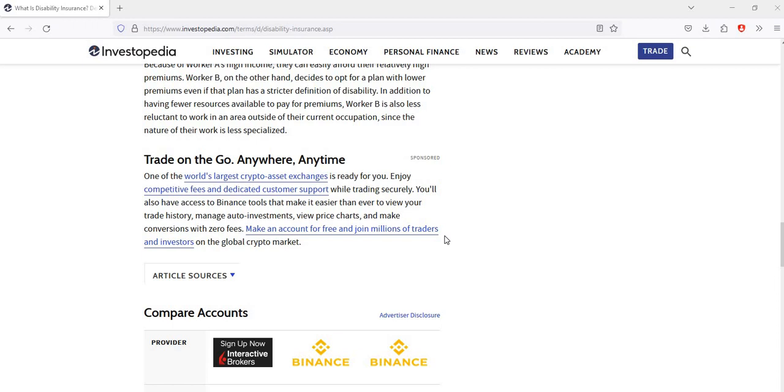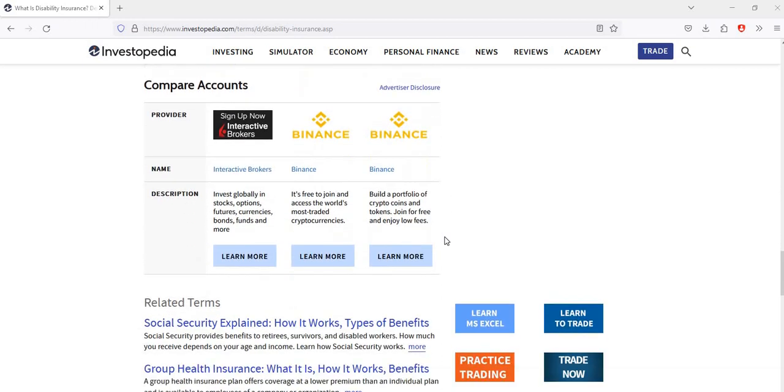Trade on the go, anywhere, anytime. One of the world's largest crypto asset exchanges is ready for you. Enjoy competitive fees and deep liquidity, with customer support while trading securely. You will also have access to financial tools and make it easier to view your trade history, manage your investments, view price charts and make conversions for zero fees. Make an account for free, join millions of traders and investors.